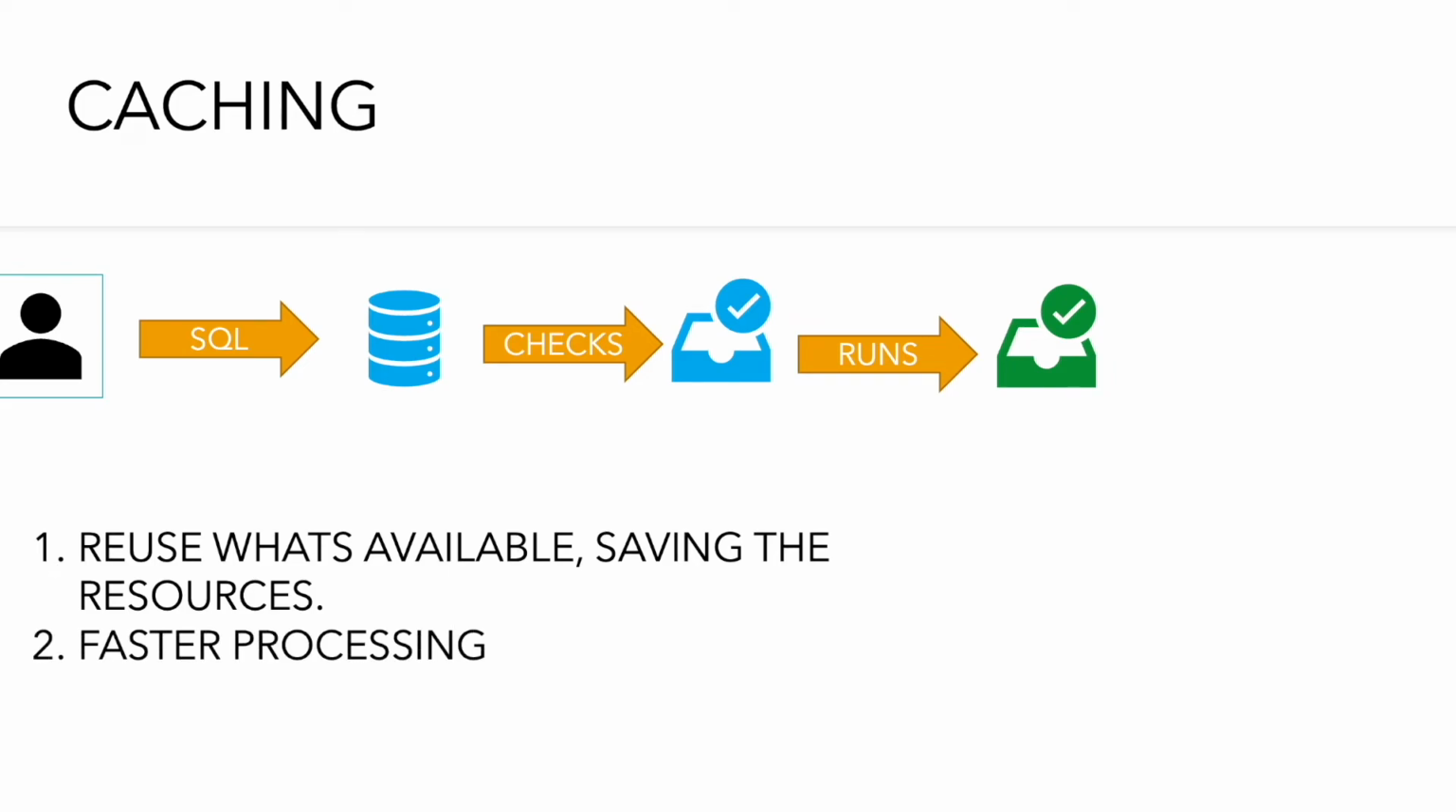So there are three Snowflake caching types. One is the query results cache, virtual warehouse cache, and metadata cache. We're going to talk more about this in our future videos.